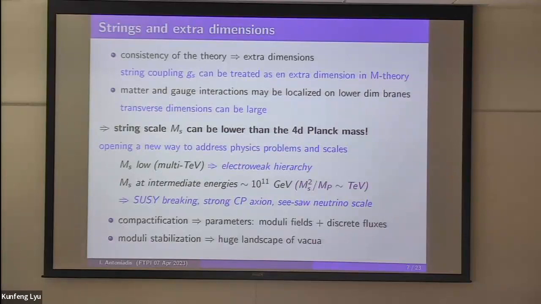And open new ways to address physical problems with scales. These are some extreme cases. For instance, it can be proposed in the TeV region, which is related to, can explain the electroweak hierarchy, or it can be at intermediate energies, to be related to the scale of supersymmetry breaking, or the neutrino scale.